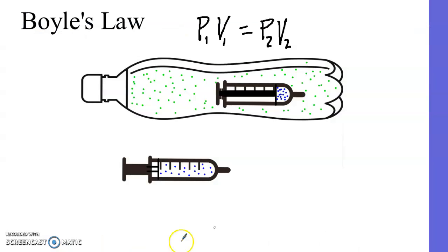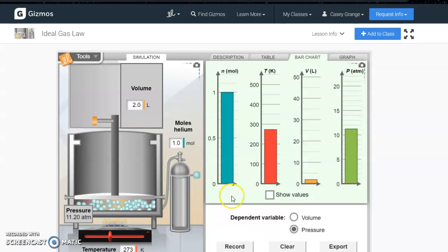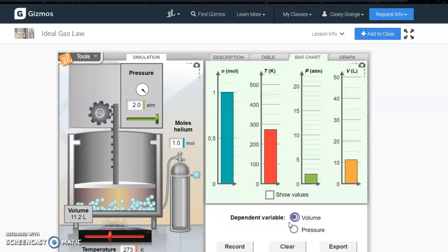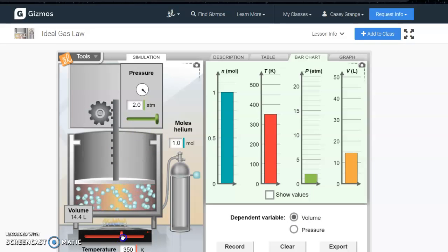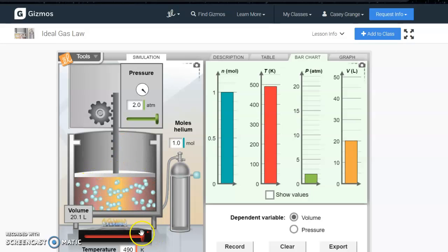When we look at Charles's law, this is that direct relationship. I can show you that here, where we're looking at temperature and volume. If we increase the temperature, it makes those particles move faster. Can you see how the speed of those particles is increasing? They're moving faster, which increases the pressure. But in this case, the pressure is going to stay constant because the volume of our container can change.